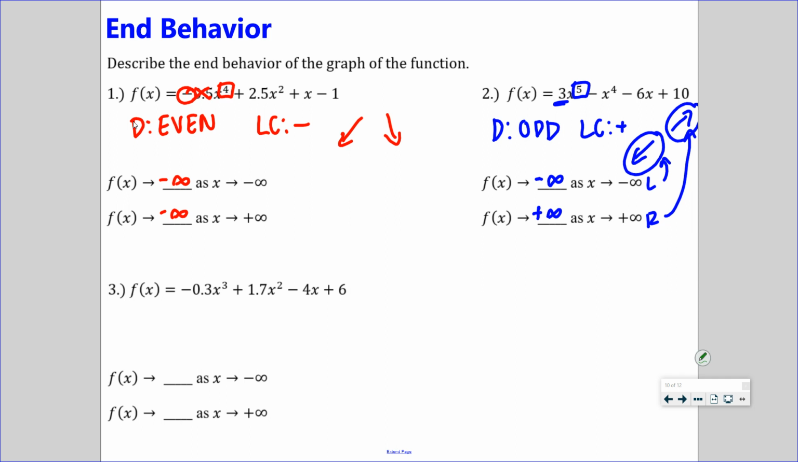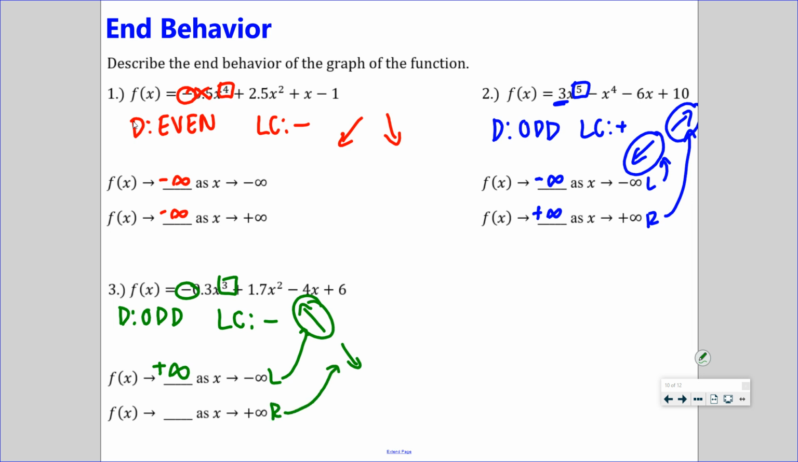Okay, one more. Degree of number 3? Odd. It's a degree 3, which is odd. LC? Negative. Okay, so odd, I'm thinking of a line, negative slope, something like that. As x approaches negative infinity, they're talking about the left arrow. That's approaching positive infinity. As x approaches positive infinity, we're talking about the right end behavior. Going down, negative infinity. So again, anytime it's even, those should be the same. Anytime it's odd, it should be one or the other, depending on what the LC is.